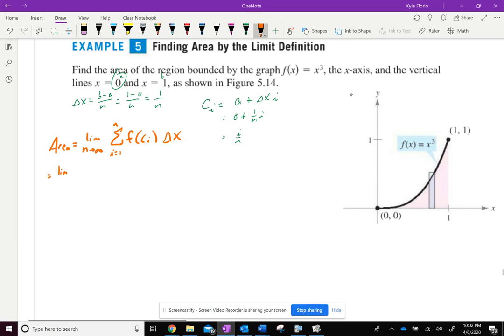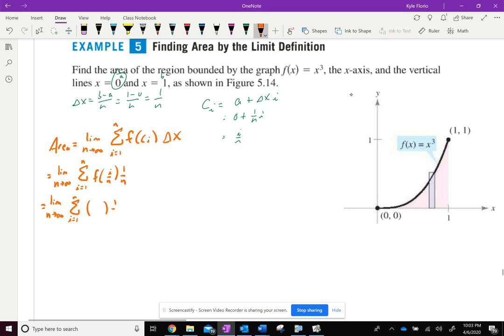So the limit as the number of rectangles approaches infinity of the sum of all of these rectangles is going to be f of ci, which we said ci is i over n, times delta x, which I said is 1 over n. Alrighty, let's do this. So I'm taking the limit of the sum, which, by the way, in itself, taking a sum is a big deal. It's not an easy thing. Taking the limit of it, this is some wild stuff that we're doing. So give yourselves a pat on the back.